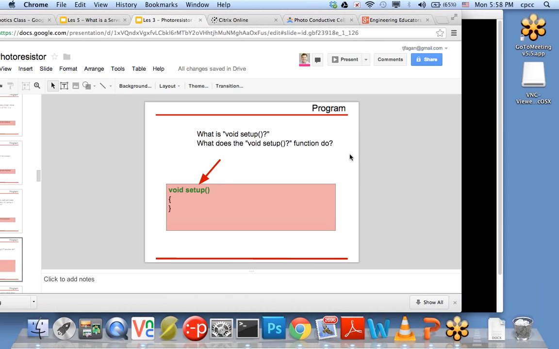So let's move on and see what void setup is and what the void setup function does. Let me lower your hands and let me see a raise of hands. Who knows what the void setup does and what it is?